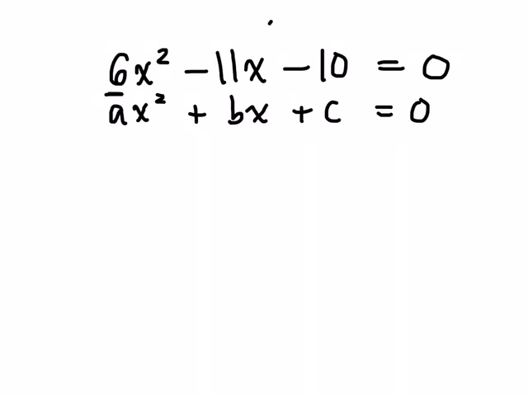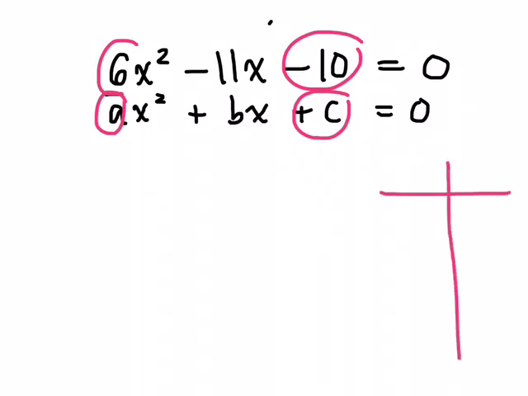Okay, we need to multiply a, in this case 6, times c, which is negative 10, and I'm trying to find two things that multiply together to give me the result of a times c. So what's a times c? What's 6 times negative 10? Negative 60. So I'm looking for factors of negative 60. So two numbers that multiply to give me negative 60 that do what? Add up to b, which in this case is negative 11.